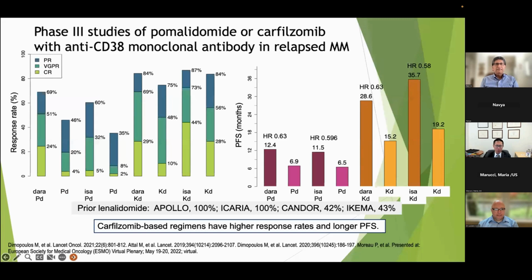Now, a couple of things to point out to provide some additional nuance. In the regimens with pomalidomide, which are daratumumab, pomalidomide, and dexamethasone, and isatuximab pomalidomide, all those patients had prior lenalidomide, whereas in the carfilzomib-based trials, only 40% had prior lenalidomide. So it's somewhat of a different patient population. Next slide.